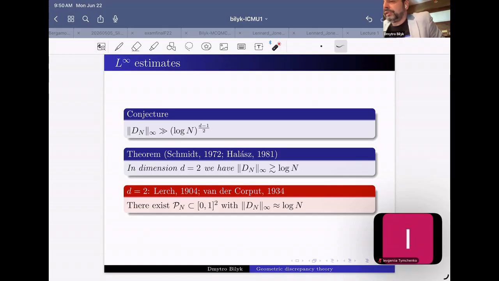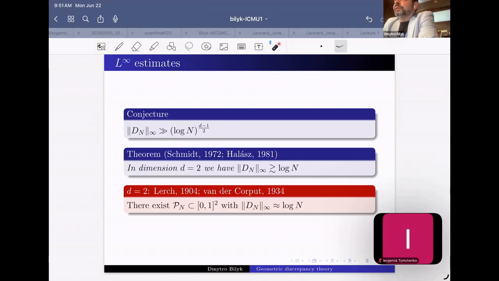Now we've proved Roth's theorem for the L2 norm, but the original question was what happens to the extremal discrepancy? How big is that? And the conjecture, and right now I'm being intentionally vague, is that the L infinity norm, the extremal discrepancy, is much larger than the L2 discrepancy in order of magnitude. So it's of some order larger than log n to the power (d minus 1) over 2.